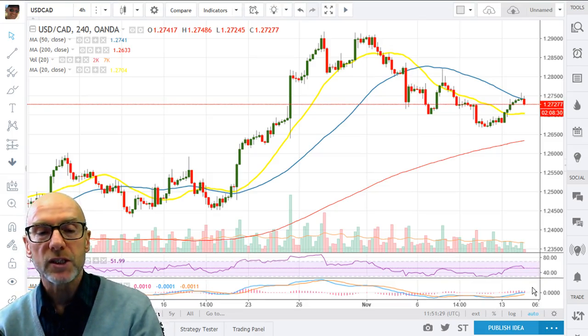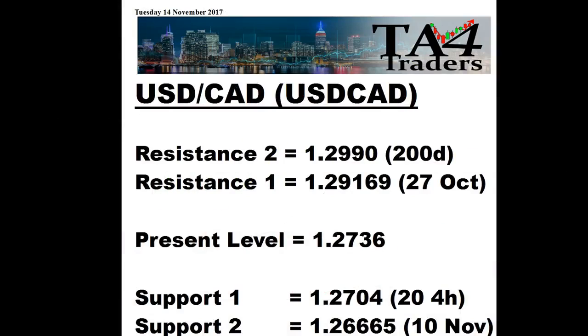Looking at the support and resistance levels, there's resistance from the high of 27th of October 129.17, and then from the downtrend in 200-day 129.90, with support, as I said in the video, on the 20 of the 4 hour 127.04, and then the low of the 10th of November 126.665.